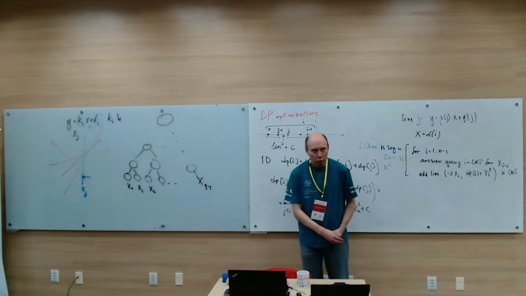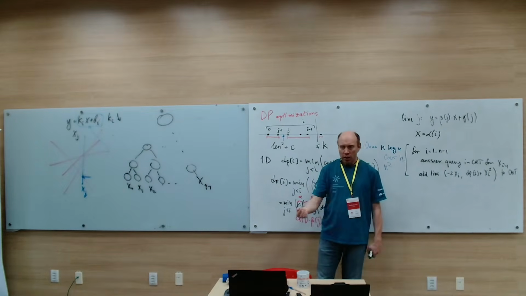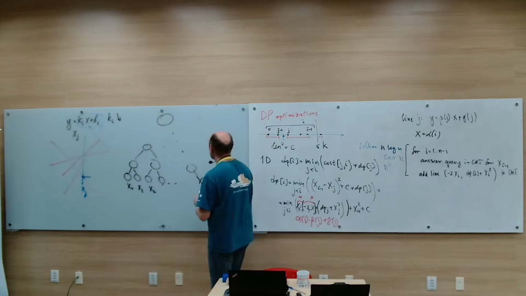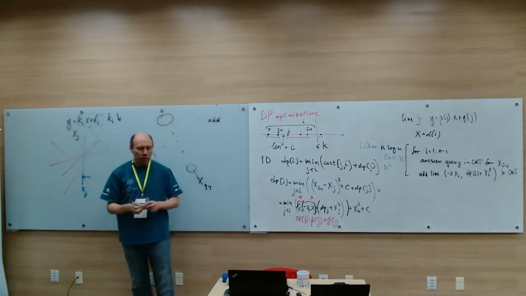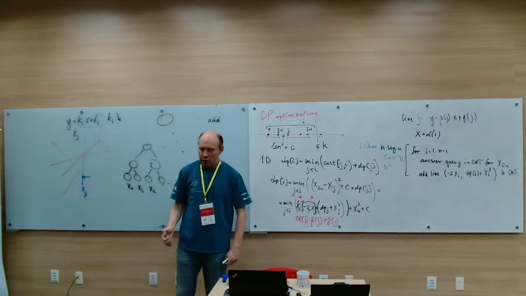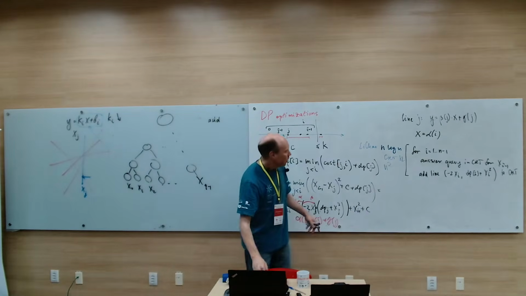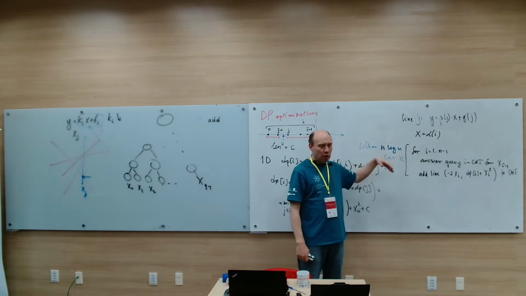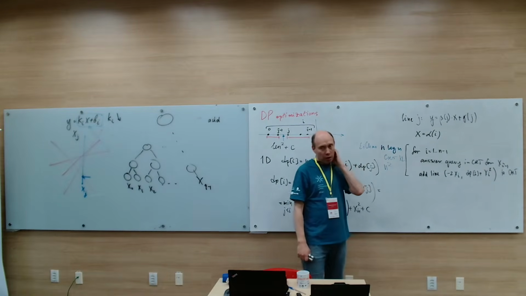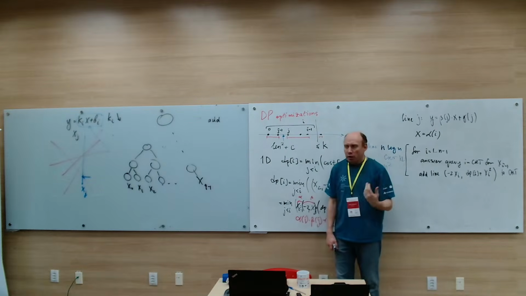Well, the operation that is supported is add line. Of course, the queries are also supported, but the queries are just descending and choosing the minimum value. So it's clear that queries can be answered in logarithmic time. How would we do the update, add line? And what is the initial state, by the way?